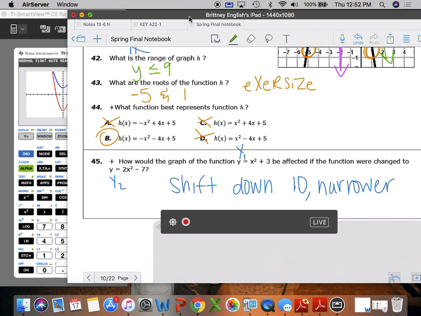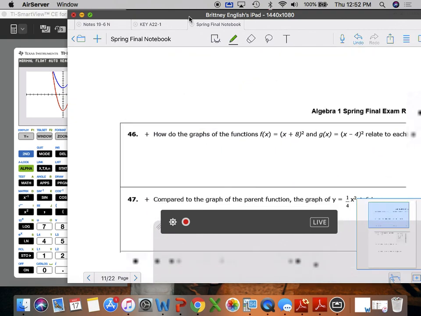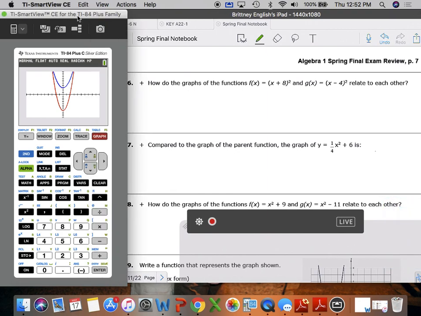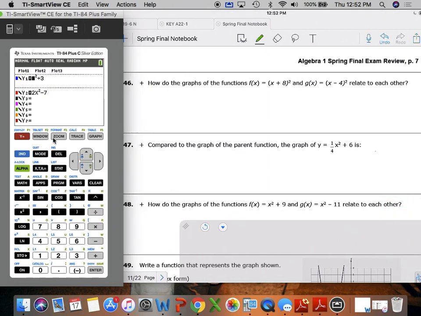Again, these are things that you can know just by knowing the changes in your quadratics. However, you can also plug them all in and see what would happen. Problem 46 is asking another question about how these graphs relate to each other. So in y1, I'm going to put x plus 8 squared.